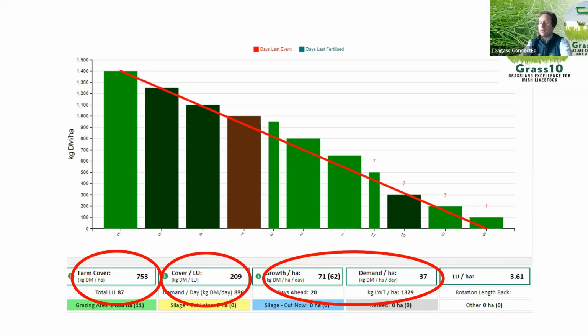So again, John mentioned them yesterday, but we're going to have a quick look now for a second at, I suppose, cover per livestock unit being the first one, the farm cover, and that difference between growth and demand, because those figures tell us an awful lot about where our farm is at, or where our farm is going to be in the coming week.